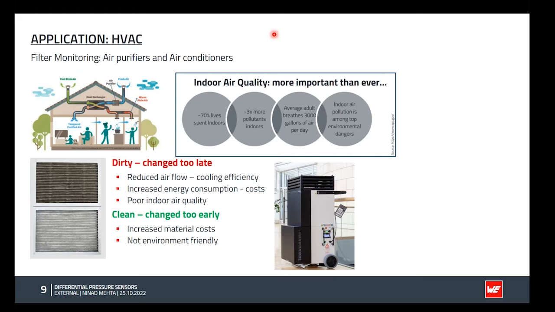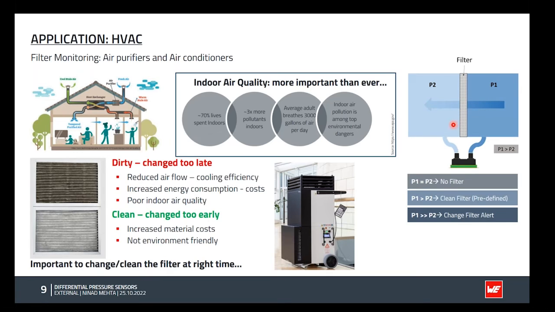For example, if you change the filter too late, then your filter is too clogged and you might not have enough airflow, and your cooling or heating efficiency is not enough. This will also lead to higher energy consumption and higher costs, and in the end, because the filter is not fully functional, you will have poor indoor air quality. On the other hand, if you change the filter too early, then you have increased material cost and waste of materials, which is not environmentally friendly. So it is very important to change or clean the filter at the right time.